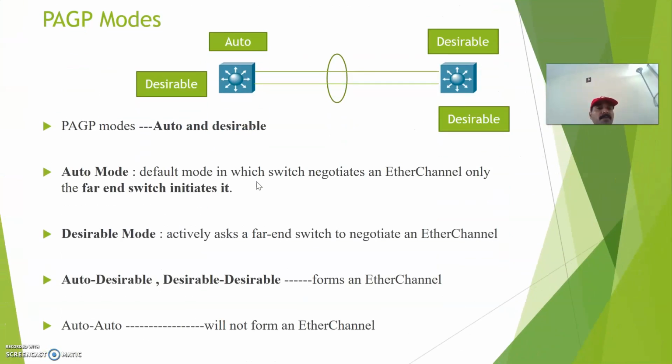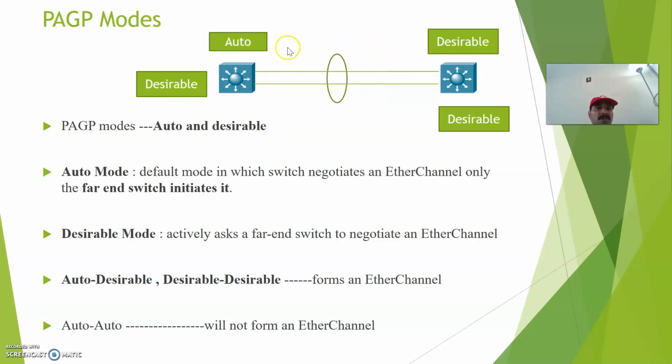And there are two modes. PAgP has auto and desirable modes. Auto is the default mode, in which the switch negotiates an EtherChannel only if the far end initiates. That is auto mode, which is passive behavior, and desirable is the active mode. It will actively ask the far end switch to initiate or negotiate an EtherChannel.